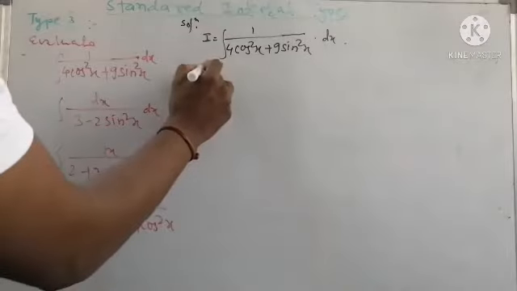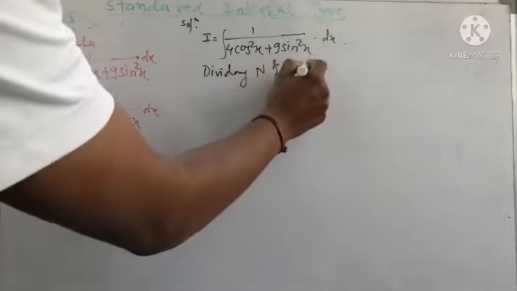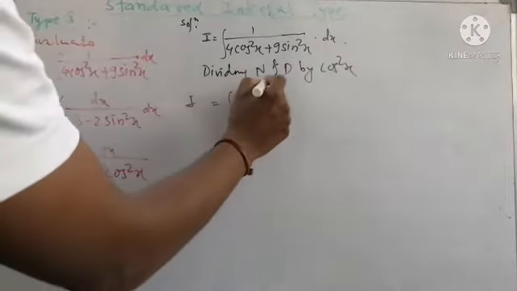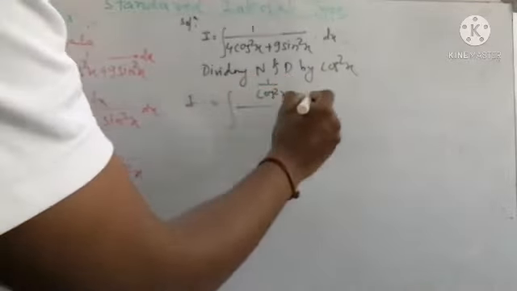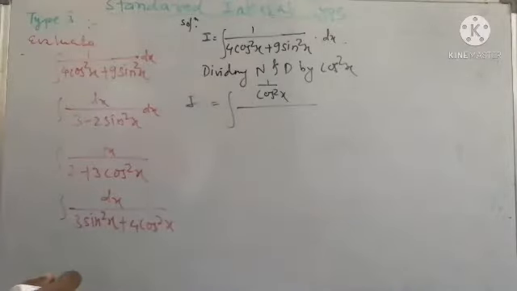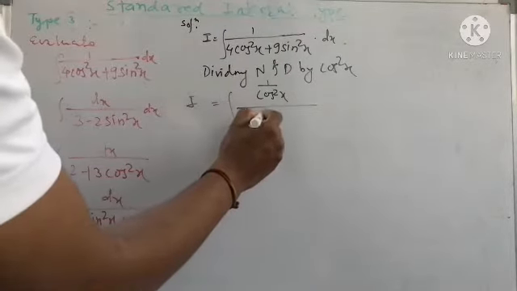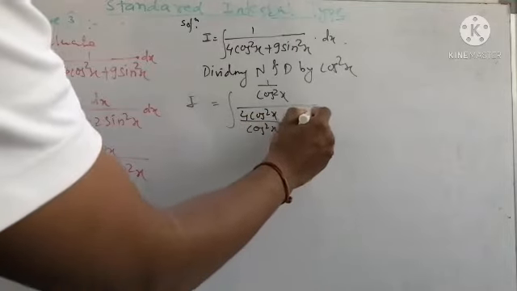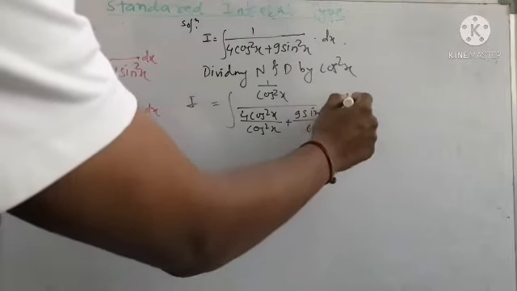So by dividing numerator and denominator by cos square x, we get I equal to the integration of, as the numerator is 1, 1 divided by cos square x. As in the denominator there is an addition, we divide each term separately by cos square x. The first term is 4 cos square x, so we divide 4 cos square x by cos square x. The second term is 9 sin square x, so we divide 9 sin square x by cos square x, multiplied by dx.